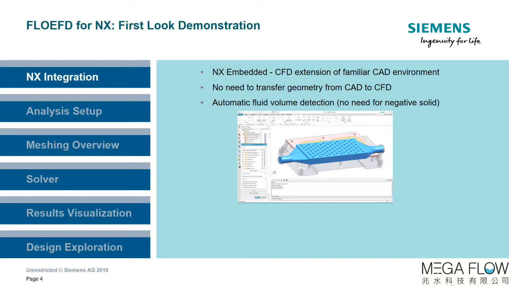FloEFD is natively embedded inside Siemens NX. We support the latest versions of NX all the way back to NX7. This means there is no need to transfer geometry from CAD to a CFD tool. All of the assembly and part parametric definitions are maintained so modifications can be made easily. This is especially powerful when it comes to optimizing the geometry. Compare this with using neutral file formats like STEP, where all parameters are stripped out and you're left with a dumb solid. The fluid region is automatically detected based on the internal flow volume, and this is updated when geometrical changes occur.